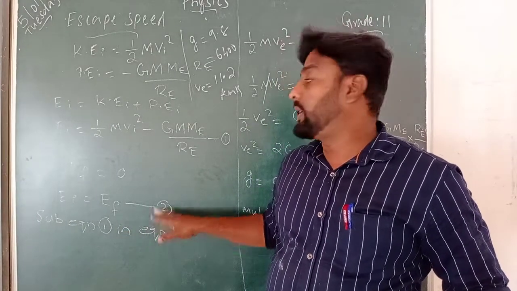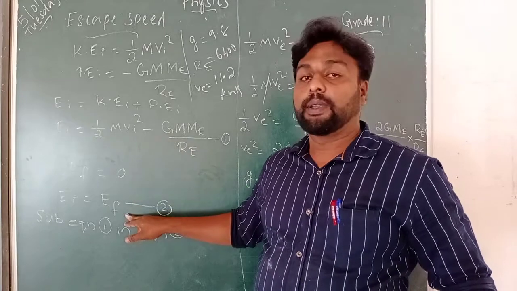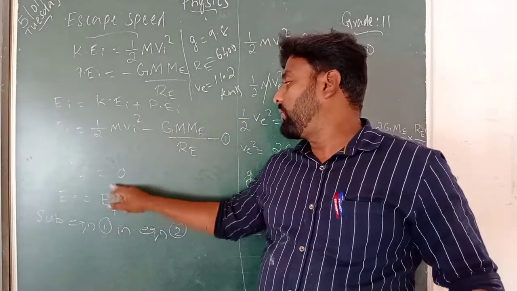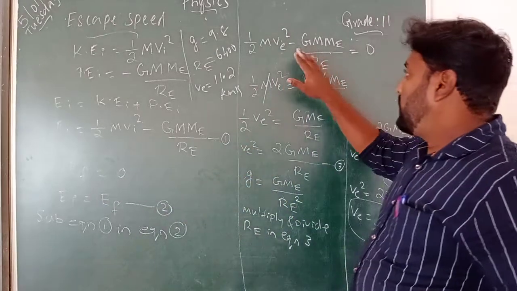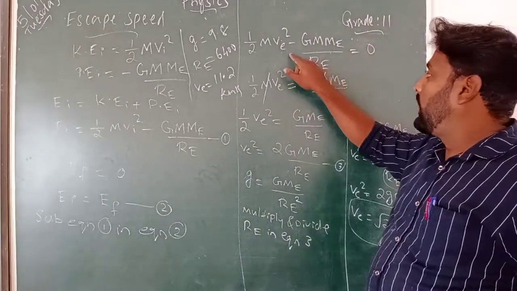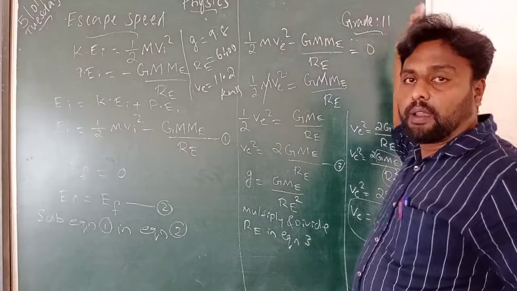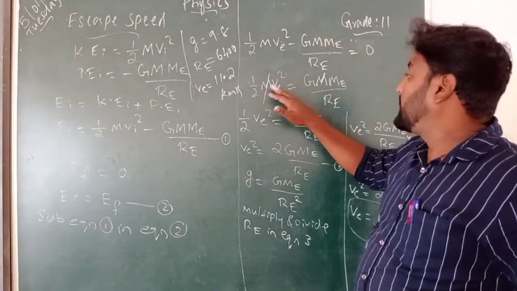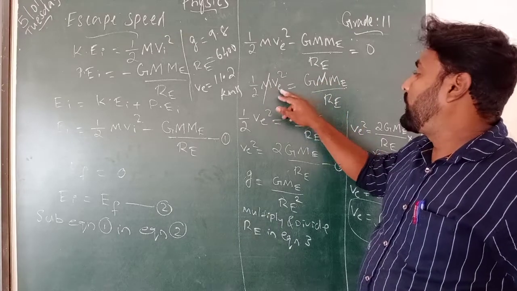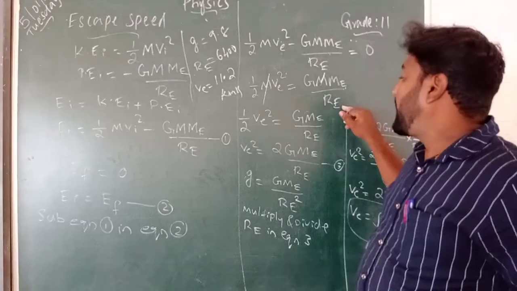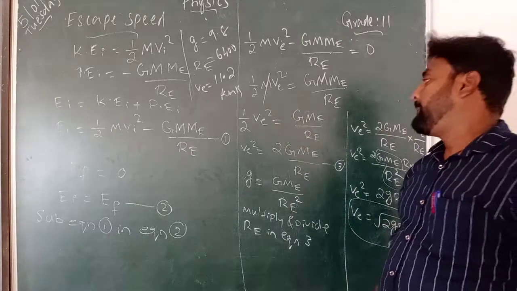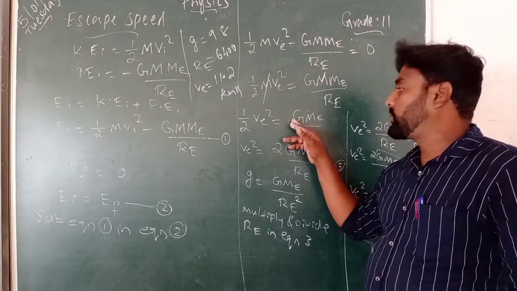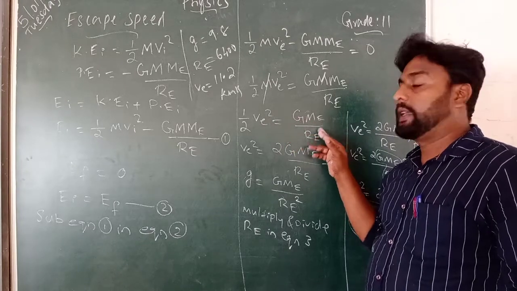Now you can substitute equation 1 in equation 2. Instead of this EA you substitute this, and instead of EF, 0. Now after substitution, you can cancel this m and m. So half v square is equal to G m by Re. From here you have to take the 2 to the other side, so v square is equal to 2G m by Re.